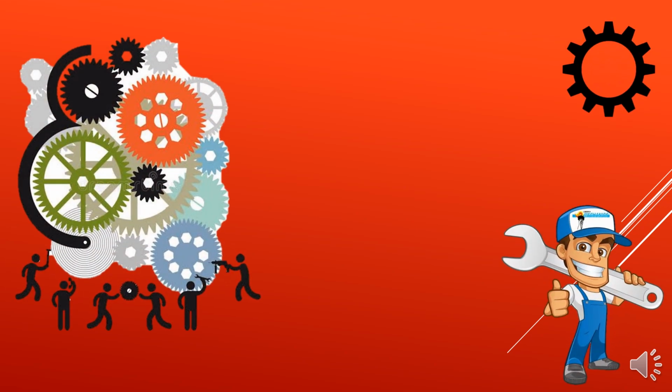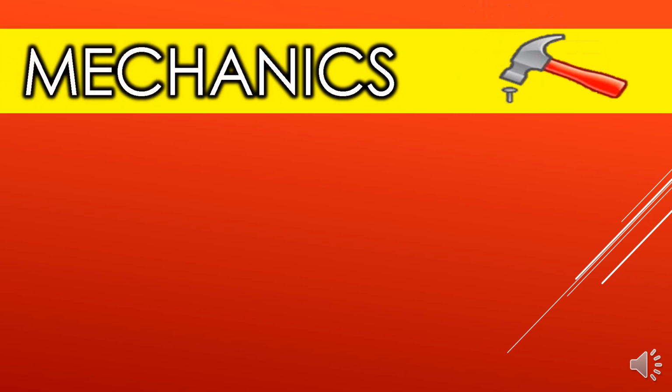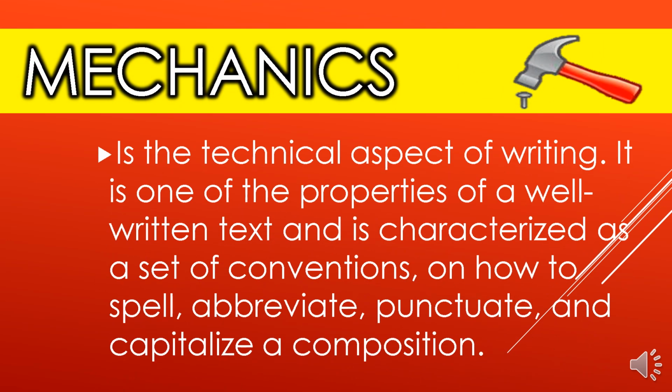And ta-da! We now come to the last property of a well-written text. It's the mechanics. Mechanics is the technical aspect of writing. It is one of the properties of a well-written text and is characterized as a set of conventions on how to spell, abbreviate, punctuate, and capitalize a composition.